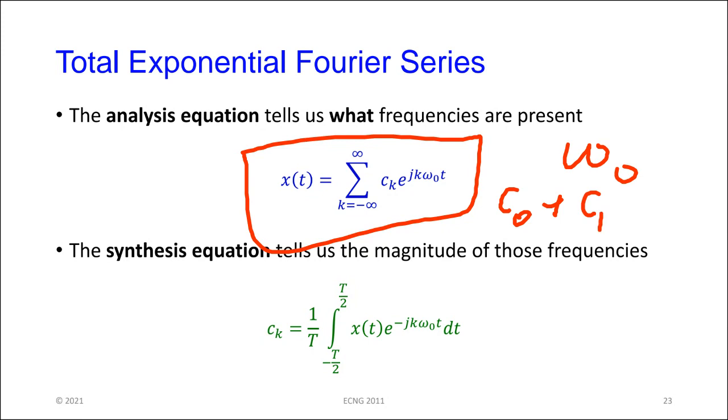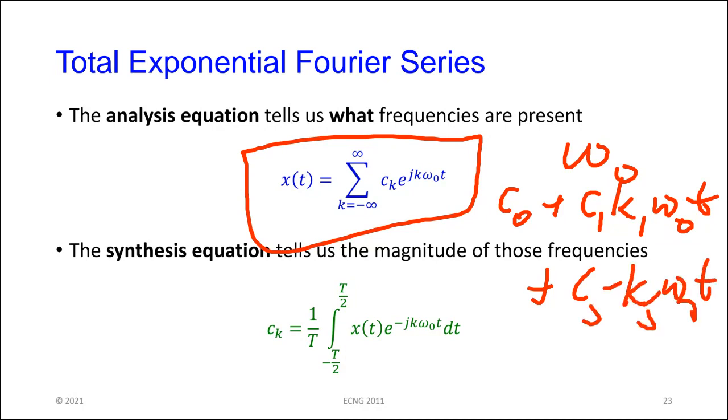e to the j k1 omega naught t plus C5 e to the j k5 omega naught t, right? K, of course, goes wherever it is; K will be 1, 2, 3, 4, or 5, whatever that happens to be. We're running from minus infinity to infinity.